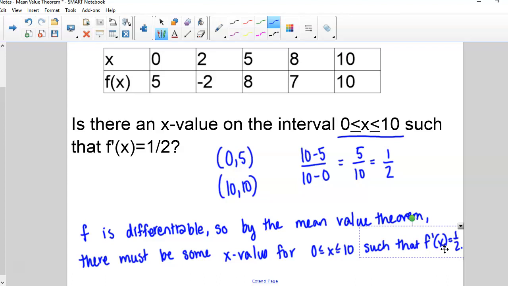In fact, if I were doing this on a free response question, it might actually have been good for me here to say f of 0 equals 5 and f of 10 equals 10 before I just did these points. That way I'm showing I know that comes from the function there.